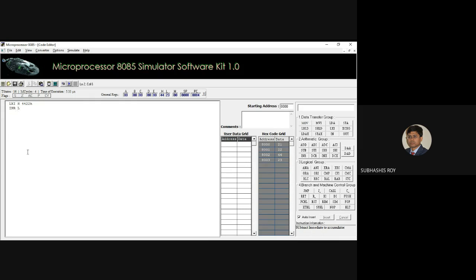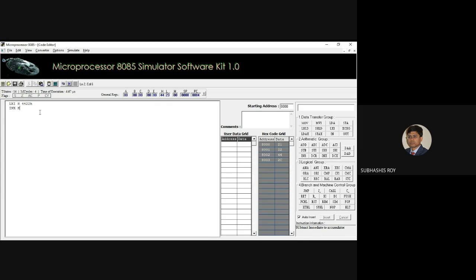I can do this operation using the INR instruction also. In that case, I have to take this instruction, and I will get the same result. But why am I using INX? Because I consider the data as 16 bit data. So if you want to increase 16 bit data by 1, you need to consider the INX H instruction. INX is used when you are incrementing 16 bit data by 1.